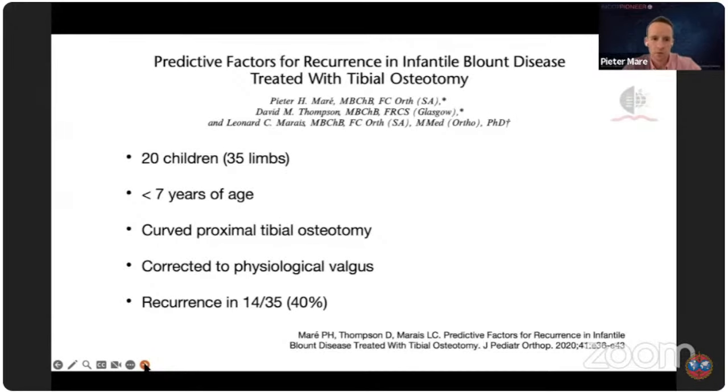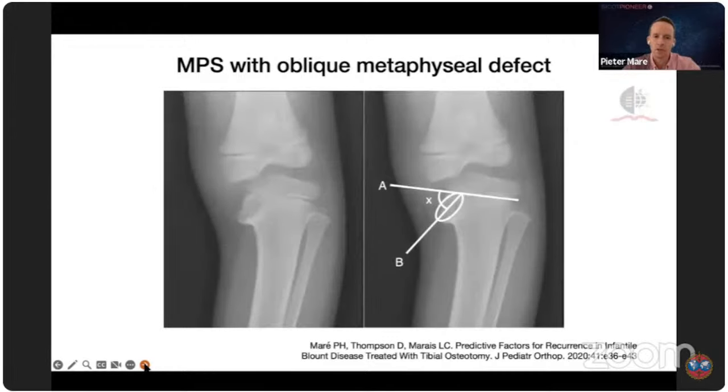So let's have a look at what we found in 20 kids with 35 limbs, all treated before the seventh birthday with curved proximal tibial osteotomy corrected to physiological valgus. We found a recurrence rate of 40%. We couldn't easily measure the medial physeal slope in all cases. It was a retrospective study. So when the metaphyseal defect was oblique to the plane of the x-ray, either because of the orientation of the defect or some error in the way the x-ray was taken, we constructed an oval with the metaphyseal line being the bisector of this oval along the long axis, and subtended the angle that way.